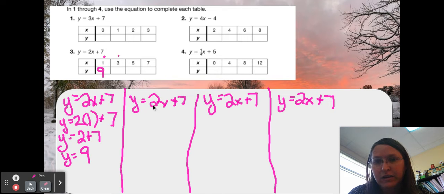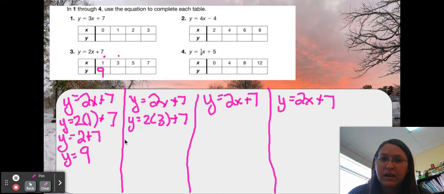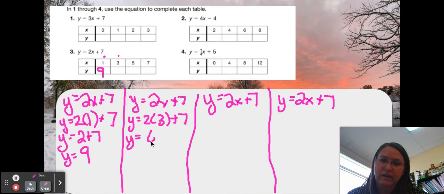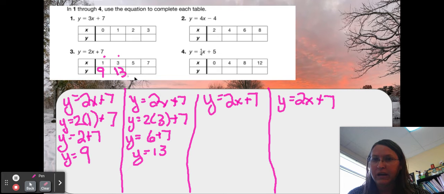Now I'm going to substitute a 3 in here. So y equals 2 times 3 plus 7. So first I have to do order of operations. No grouping symbols, no exponents, but there is multiplication and division. 2 times 3 is 6, plus 7 would give me 13 equals y. So I'm going to put my 13 right up here, and I'm going to move to the next one, 5.